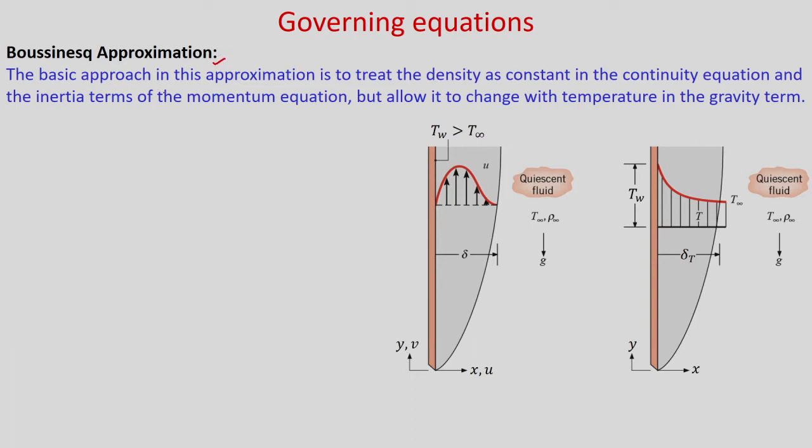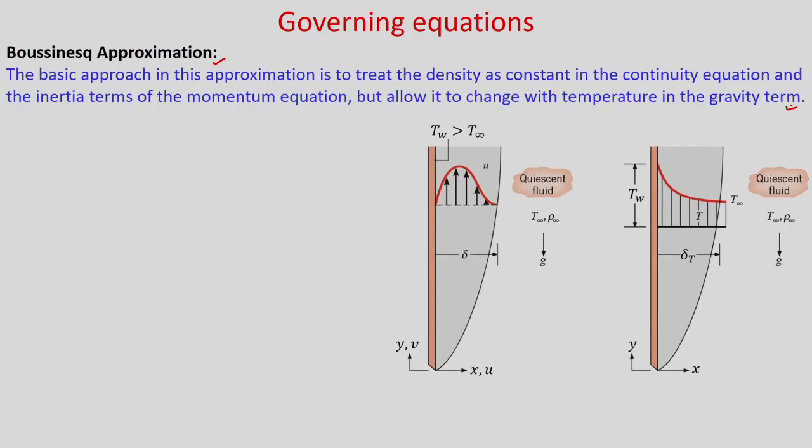The basic approach in this approximation is to treat the density as constant in the continuity equation and the inertia terms of the momentum equation, but allow it to change with temperature in the gravity term. So, this is an important assumption we are taking, which is known as the Boussinesq approximation. We will take density as constant in the continuity equation as well as in the inertia terms of the momentum equation, but we will take the effect of its change in the buoyancy term. So, first let us write the governing equations.